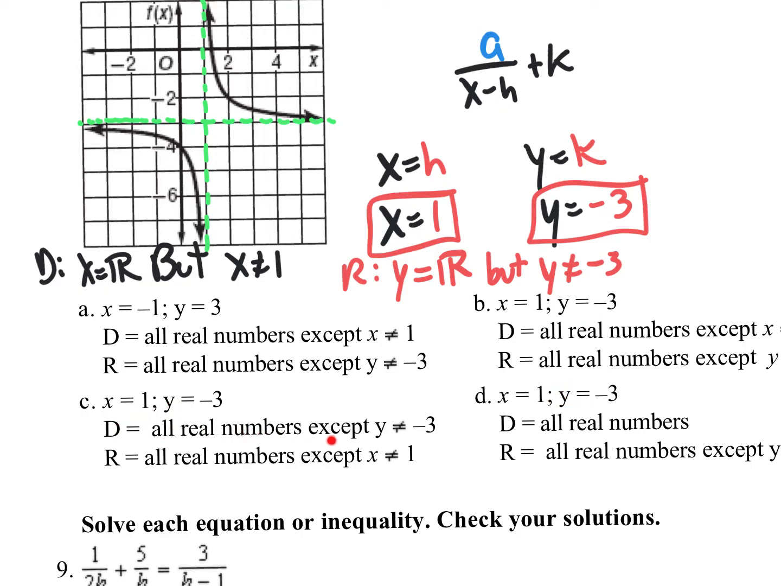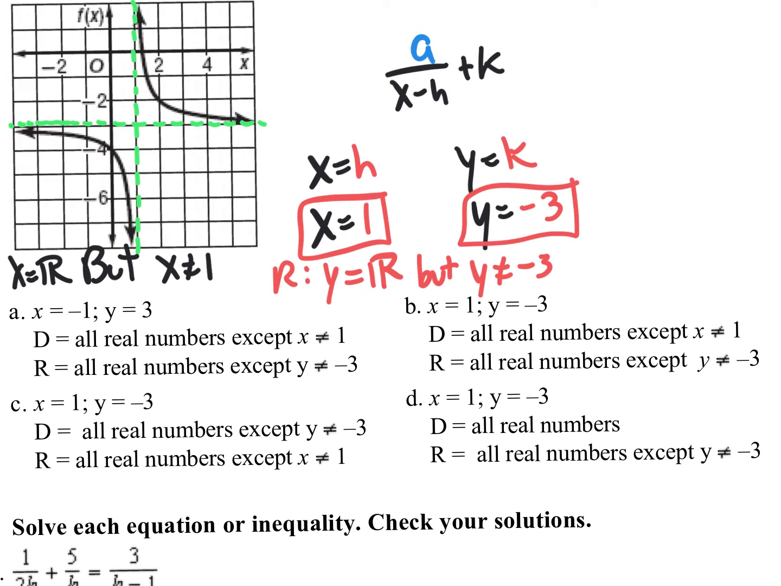The domain, all real numbers except y cannot be -3, nope, that's silly. X equals all real numbers except x cannot be 1, that's exactly right so far, right? It cannot be this asymptote, so it cannot be 1. The range, all real numbers except y cannot be -3. So option B is the correct answer this time.